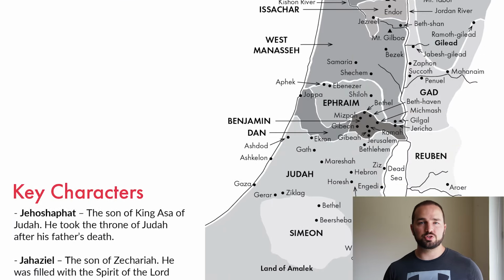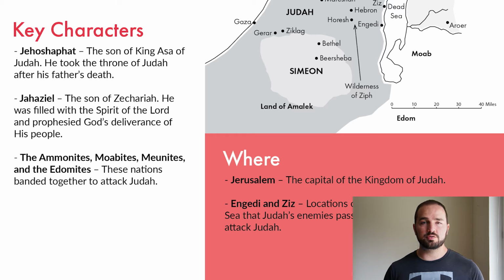Now for our key characters, we have Jehoshaphat, the king of Judah. Then we have a guy named Jehaziel, who is new here. He was described as the son of Zechariah. He was filled with the Spirit of God during the events of this chapter, and he prophesied that the Lord was going to give victory and deliverance to the people of Judah. More on that a little bit later.